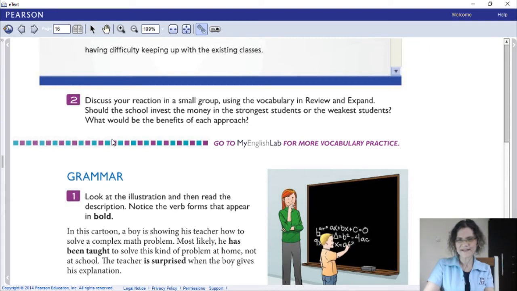I'd like you to write that down, and in our next Zoom meeting, we will discuss that. Okay? Please write down what you choose and write down the benefits for that choice. Go ahead.